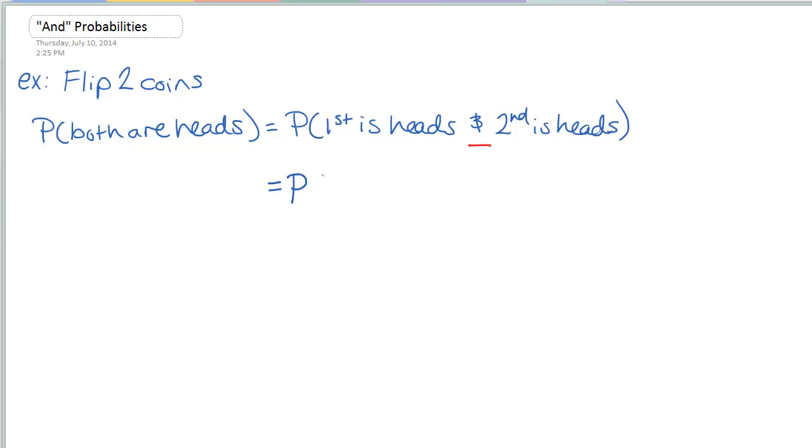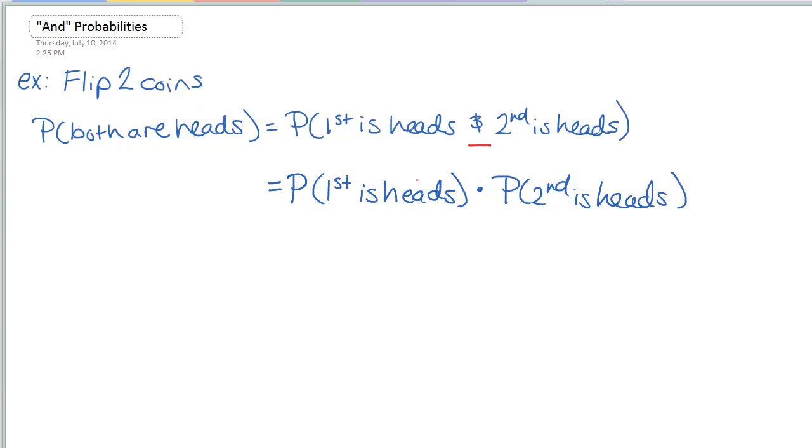So the way we compute and probabilities, in this case, we could just look at the probability that the first is heads, and then we're going to multiply by the probability that the second is heads. So that's something to keep in mind. Every time you see an and probability, it's going to end up being some sort of multiplication. So if we're thinking of these as two separate events, the probability that our coin is heads is 1/2. And then same for the second one, so we get 1/2 times 1/2.